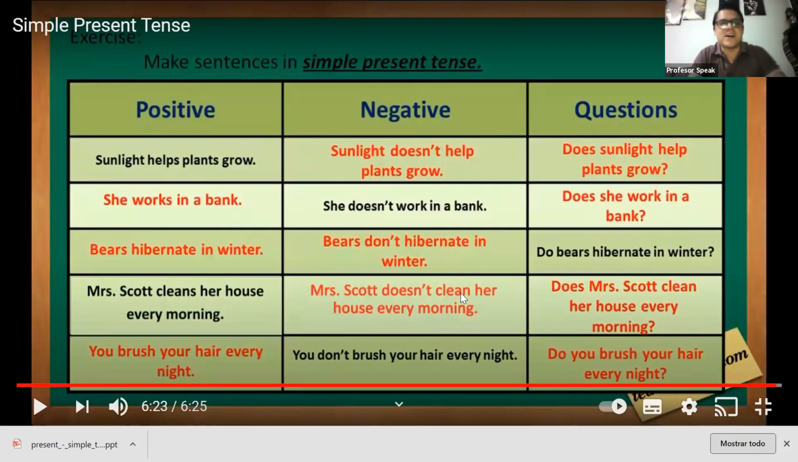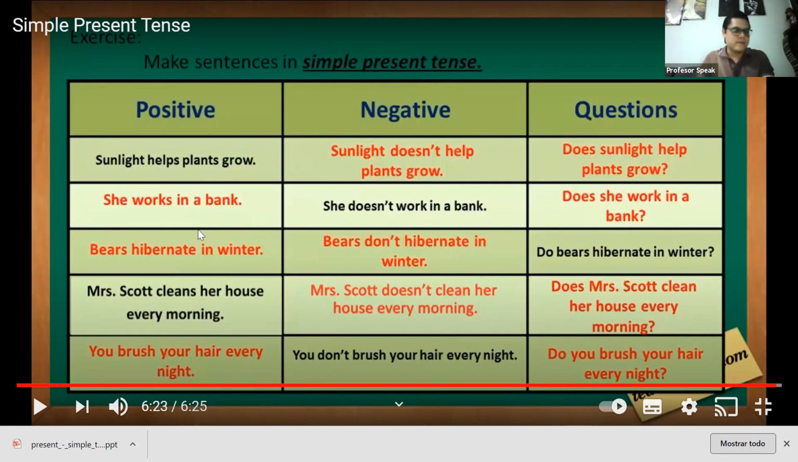Great job. Okay, Ruth Escobar, please read the first one, sunlight. Read the positive, negative, and the question. Positive: sunlight helps plants grow. Negative: sunlight doesn't help plants grow. And question: does sunlight help plants grow? Okay, good. Very nice intonation. Remember, you need to change your intonation when you ask a question. Very good job, Ruth. Okay, Sandra, continue, please.